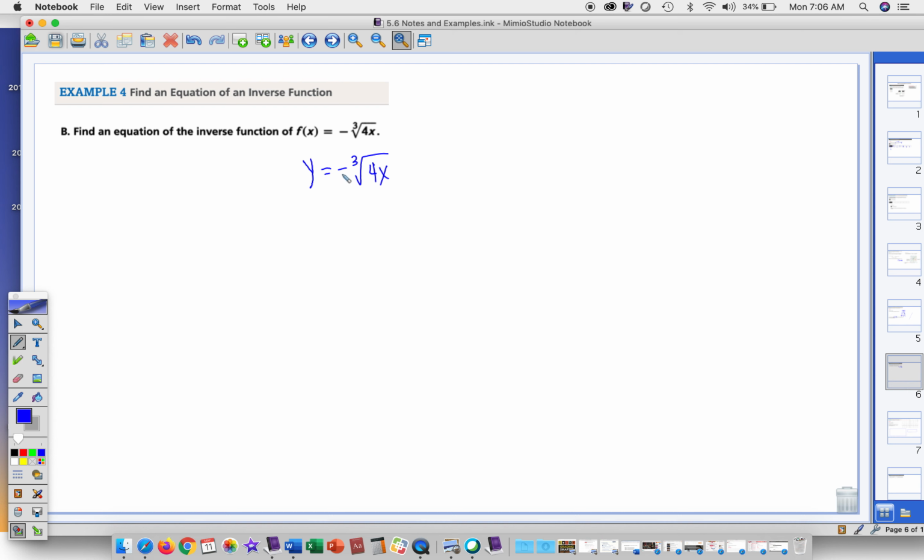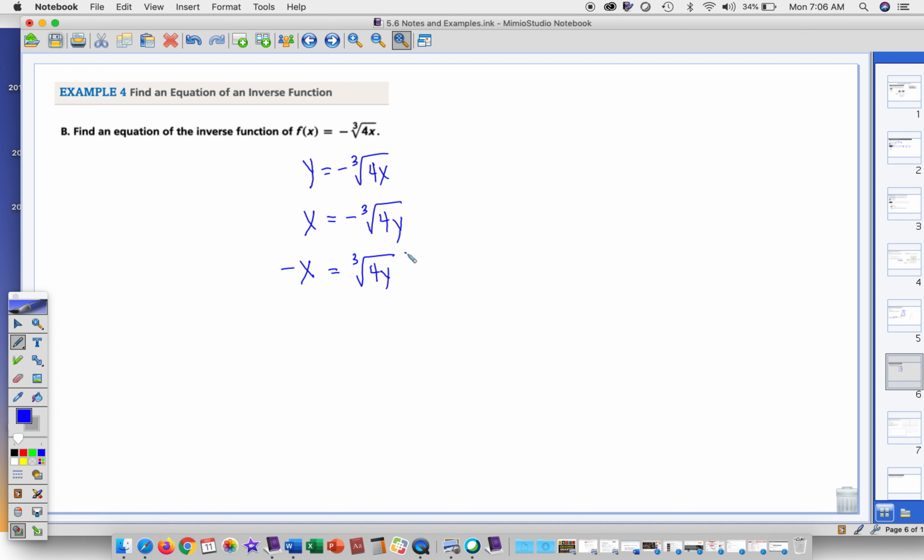We could divide by the negative or cube both sides. So why don't we take care of the negative first? Oh, sorry. First we have to exchange variables. So let's make this x equal to negative cube root 4y. Now we'll divide by the negative. This negative x is equal to the cube root of 4y.